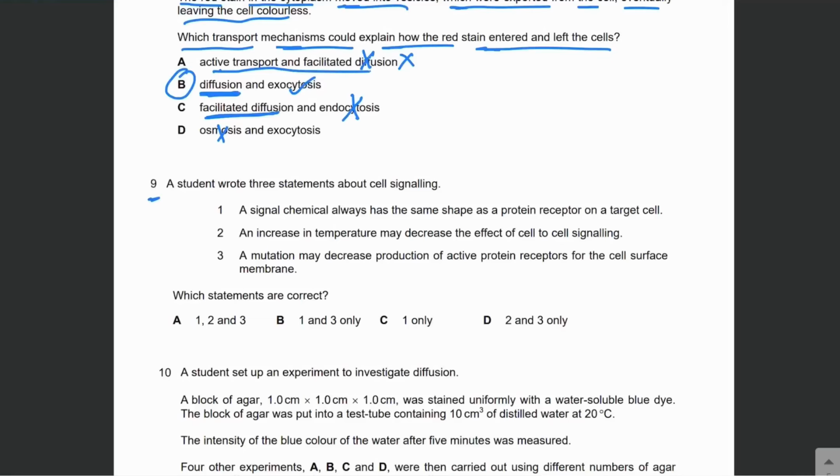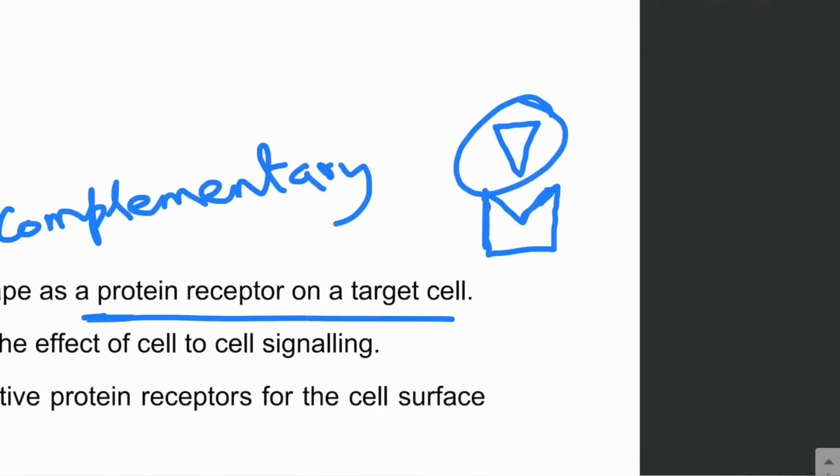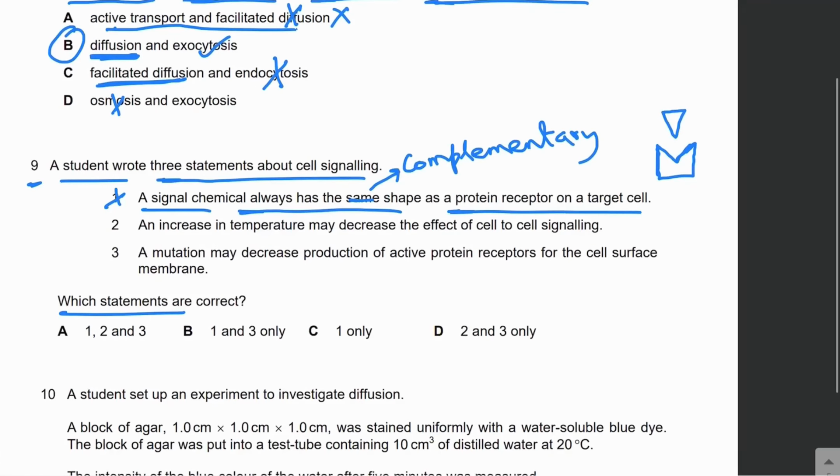MCQ number 9. A student wrote 3 statements about cell signaling, right? Which statements are correct? A signal chemical always has the same shape as the protein receptor on the target cell. Guys, this is a wrong statement because the signal chemical has the complementary shape, not the same shape. What is meant by this statement? For example, if this is the protein receptor, the signaling molecule will be like this. They don't have the same shape, they have the complementary shape. So point 1 is wrong.